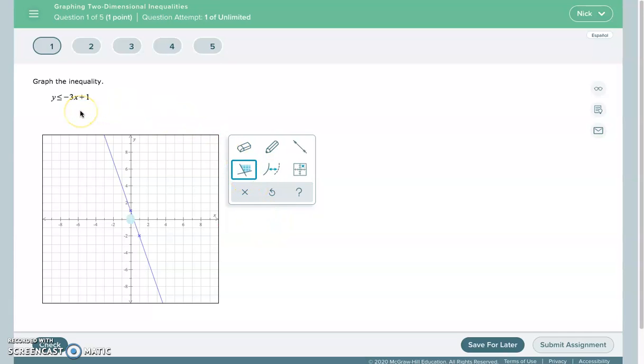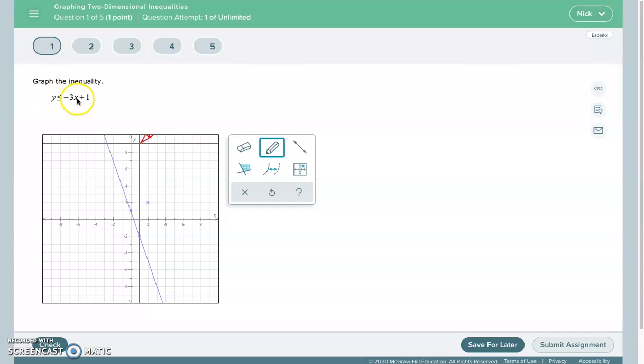So now I need to figure out which side to shade. To do that, I'm actually going to pick a test point. I'm going to mark it so I don't forget which one I used. I think I'm going to go with 2, 2, which is on, if you'll notice, the right side of my line. So we're kind of split into a right and a left part here. It's on the right side, and that's important.